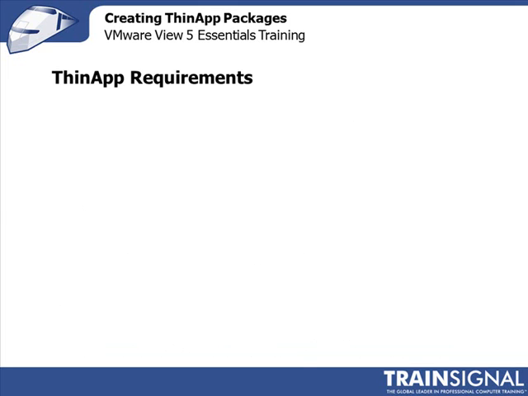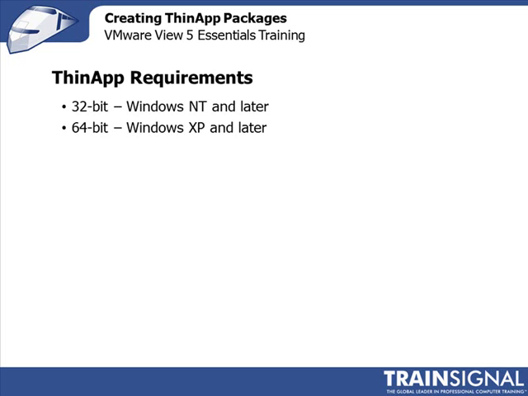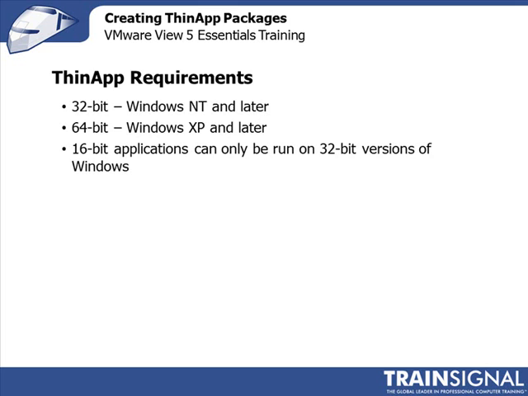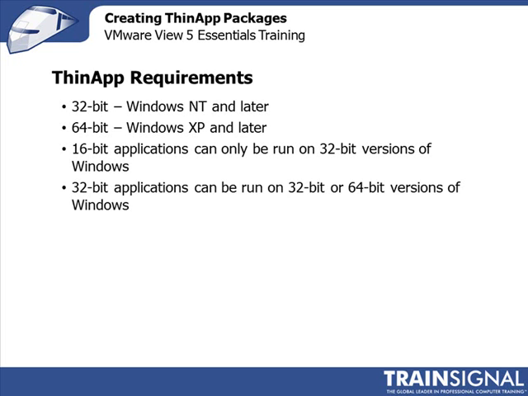So let's talk about what you need to have in order to be able to run ThinApp. If your execution platform is 32-bit, it'll need to be at least Windows NT or greater. For 64-bit Windows platforms, you'll need XP or later. Now, you can package 16-bit applications, but they can only be run on 32-bit versions of Windows. They will not work on 64-bit versions. The 32-bit applications can be run on either 32 or 64-bit.